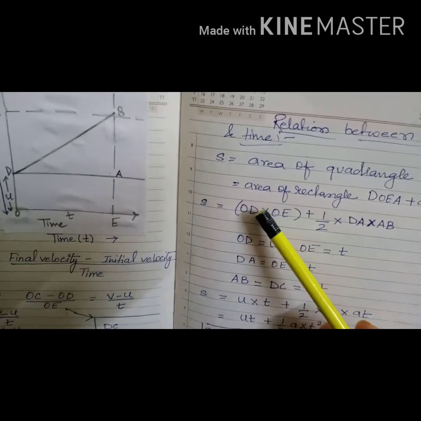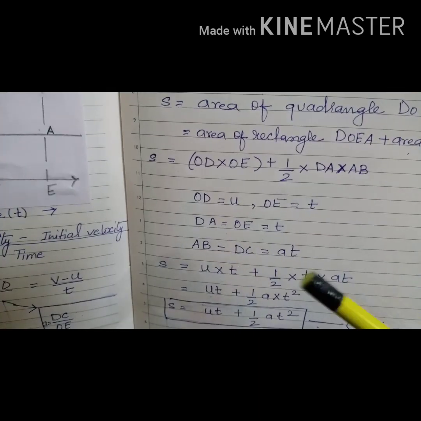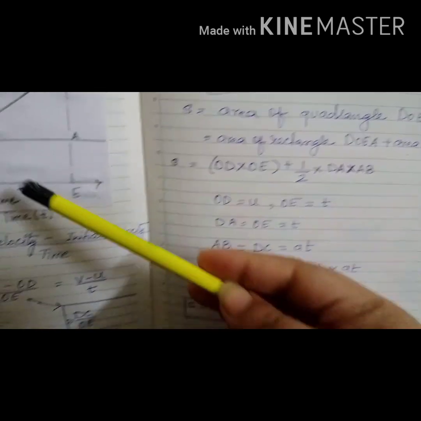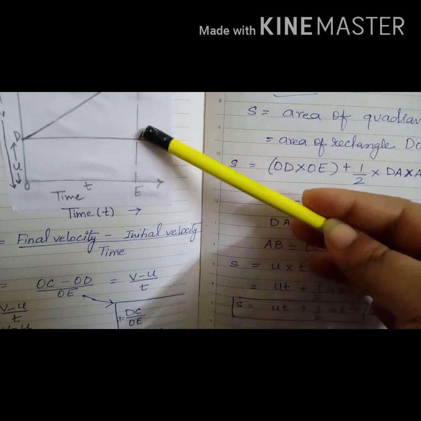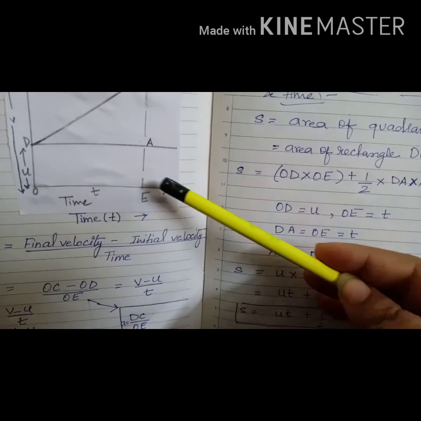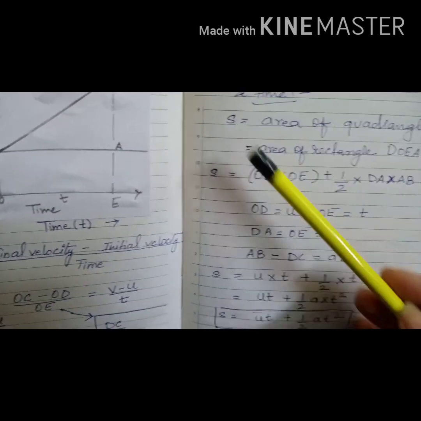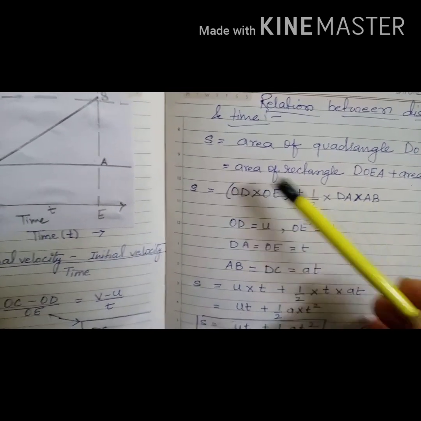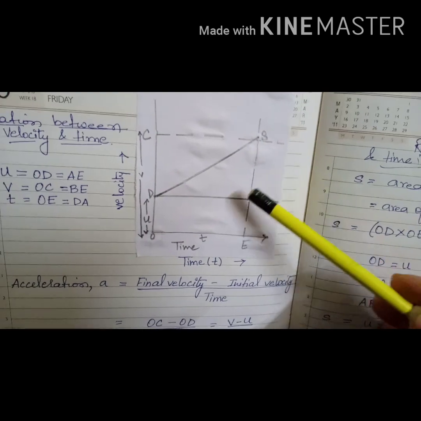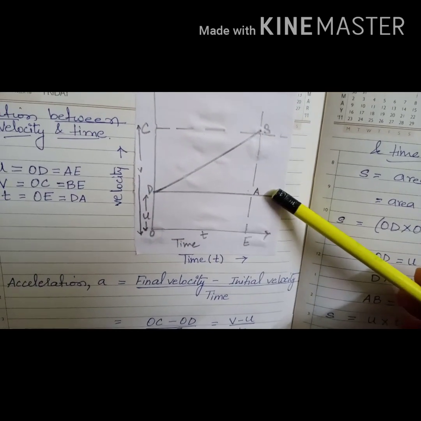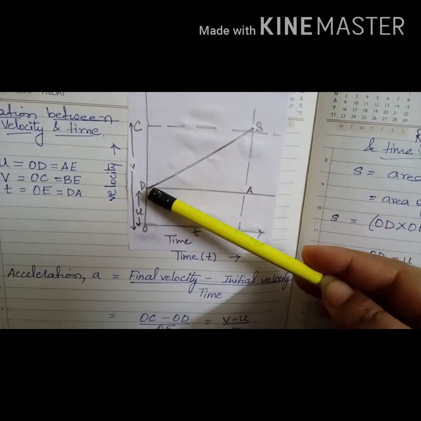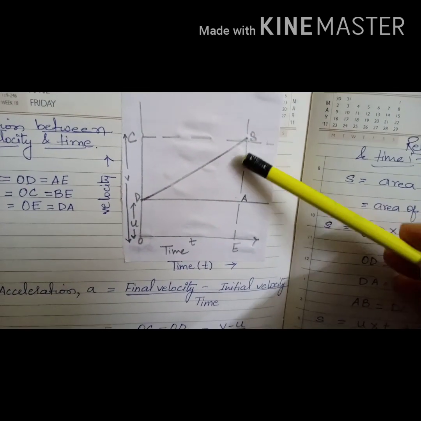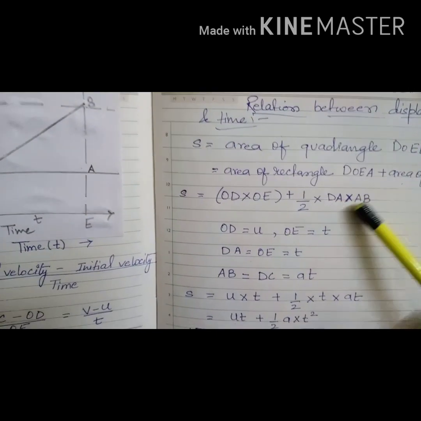Now area of rectangle is length into breadth, that is OD. You can also write AE into OE, also DA. So OD into OE plus area of this right angle triangle, that is half into base into height, half into base DA into height AB. Okay, so that only I have written.